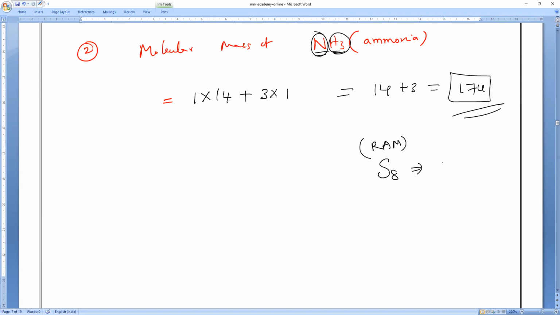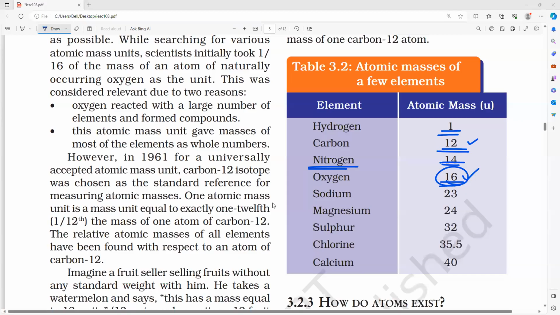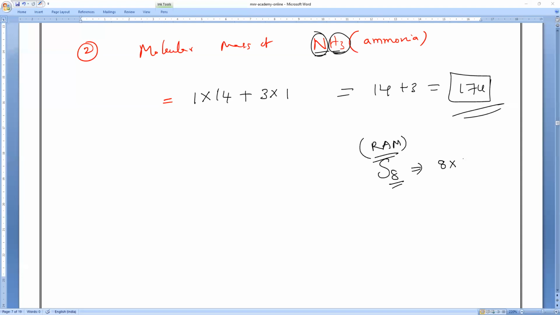So now, number of atoms. This can be RAM. RAM relates to atomic mass. Number of atoms is how much? 8. What is the atomic mass of one sulfur? Sulfur atomic mass, you can check it. Sulfur, how much? 32, because the atomic number is 16. So 8 into 32. How much is it? 8 into 32, make it quick.